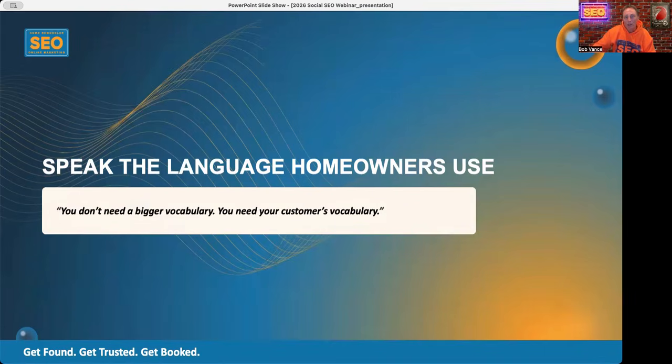And here's a really big tip here, and that is speak the language that homeowners use. So you don't need a bigger vocabulary. You just need your customers' vocabulary. And so this is another place that contractors leave visibility on the table, is this language part. The words contractors use internally are often very different from the words homeowners actually type or say out loud.